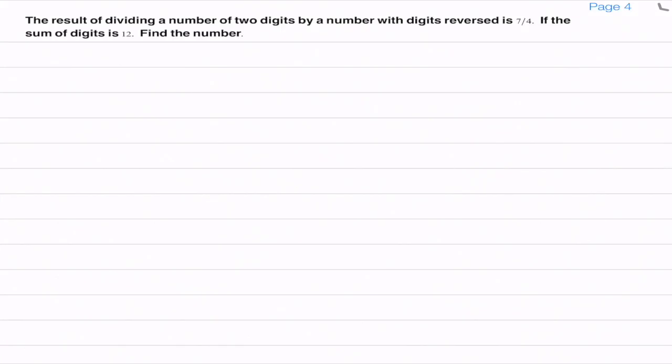Now children, let's move to the next type of question, that is based on two-digit problems. Two-digit problems means, first see the question. The result of dividing a number of two digits by a number with digits reversed is 7 by 4. If the sum of the digits is 12, find the number.